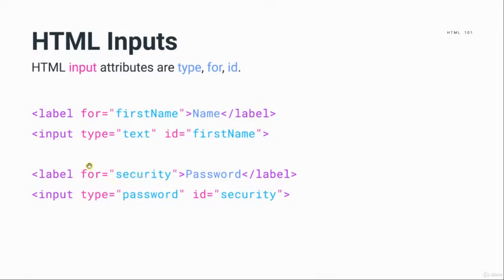The reason we give a for attribute is when you click on the label, if the for attribute and the ID attribute match, it would direct you to the exact input field. So that's the only reason we use a for attribute when it comes to labels. Alright, let's jump into the action.